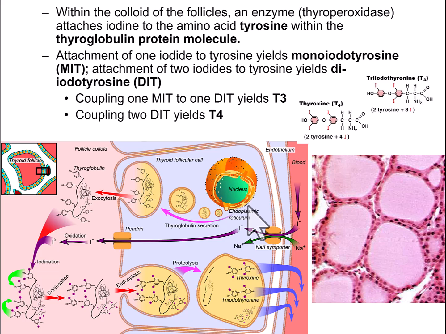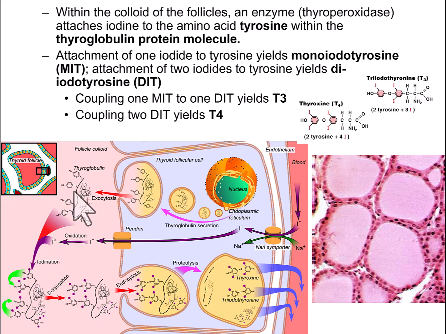Well, how exactly do you make the thyroid hormones? Here's the nucleus of this follicular cell. And through transcription and translation, you're going to make a protein called thyroglobulin, and that thyroglobulin has lots of the amino acid tyrosine. This thyroglobulin gets exocytosed into the colloid of the follicle, and that's shown right here in this diagram.